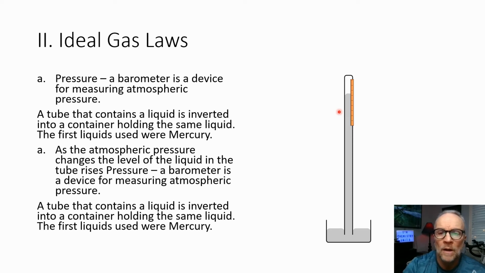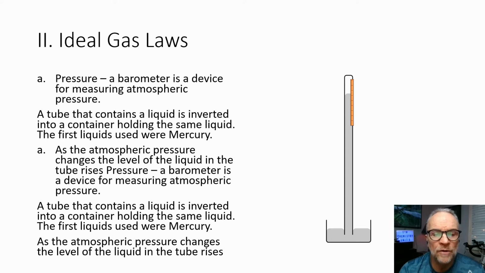You might jot down here that under normal conditions this mercury reads about 760 millimeters of mercury, and we call that 1 atmosphere. Instead of millimeters of mercury, sometimes they just say atmospheres, 1.5 atmospheres or 2 atmospheres, or maybe it's not quite 1, maybe it's 0.98 atmospheres if we're experiencing low pressure. So as the atmospheric pressure changes, the level of the liquid in the tube rises.